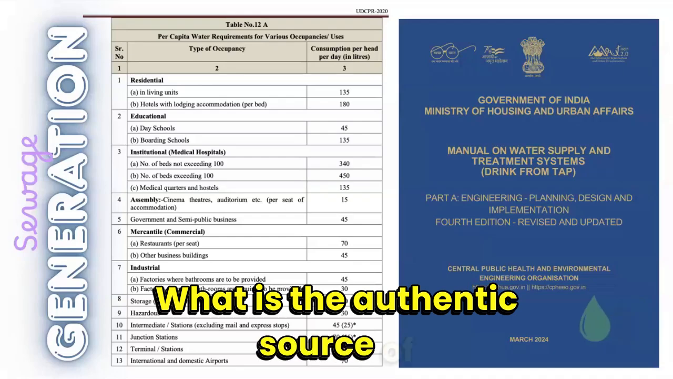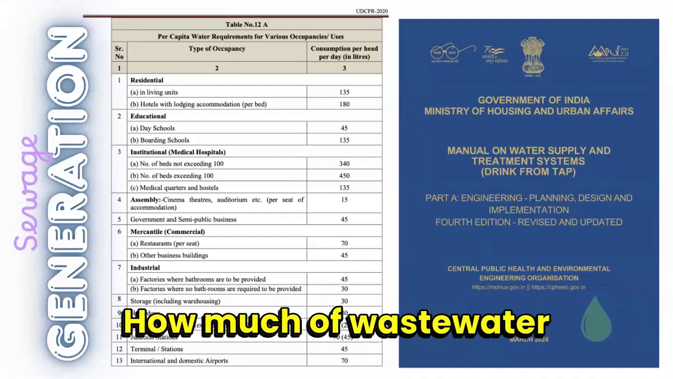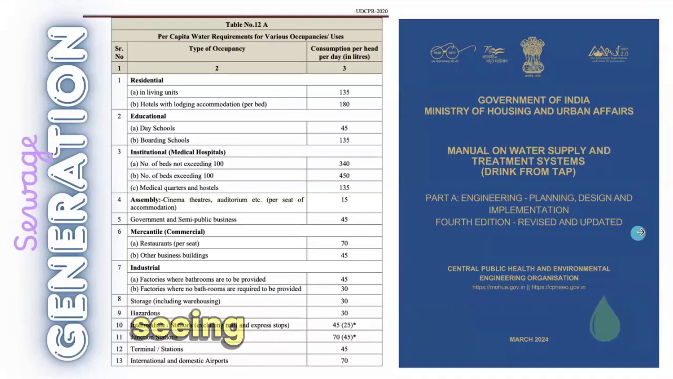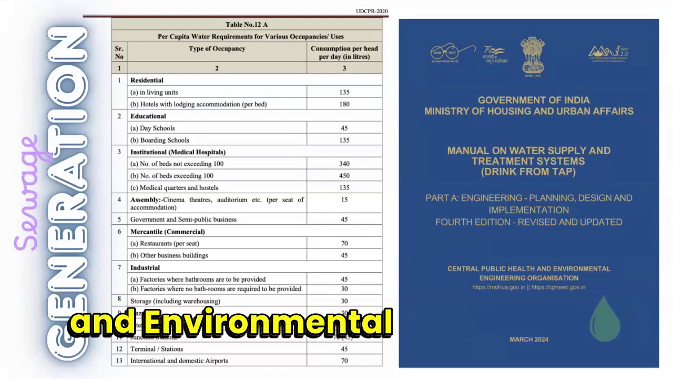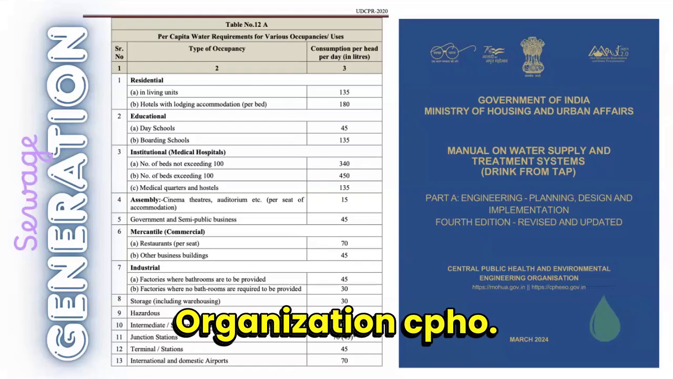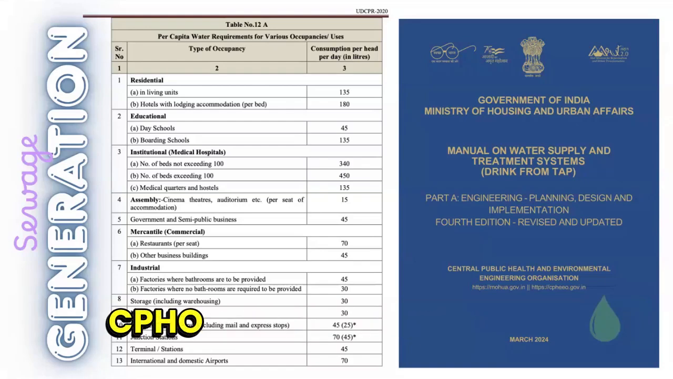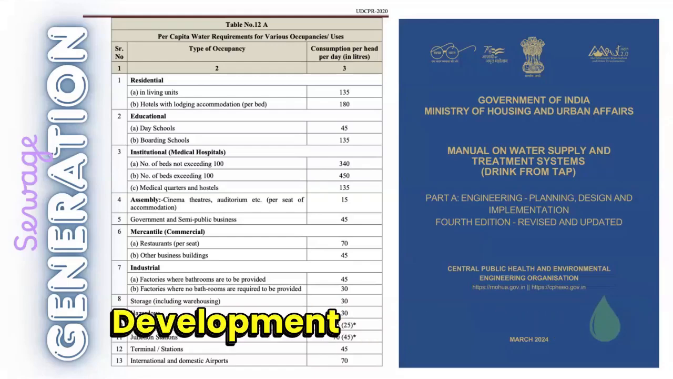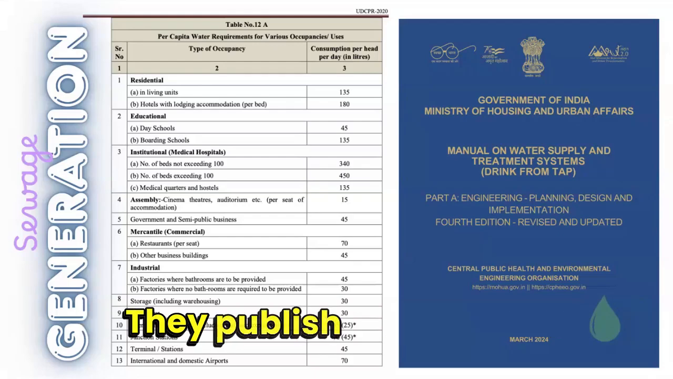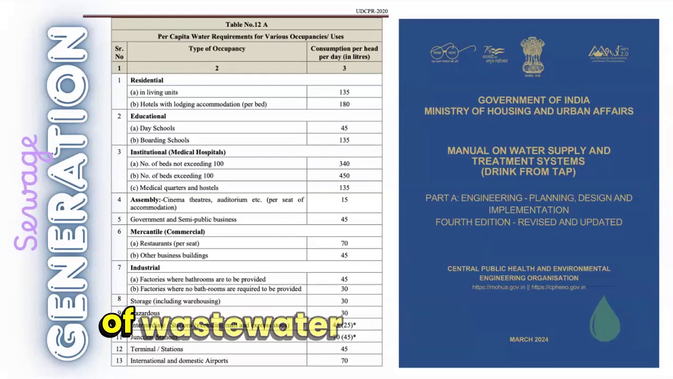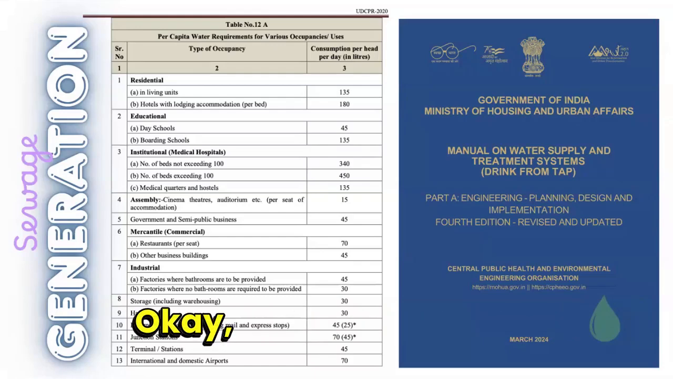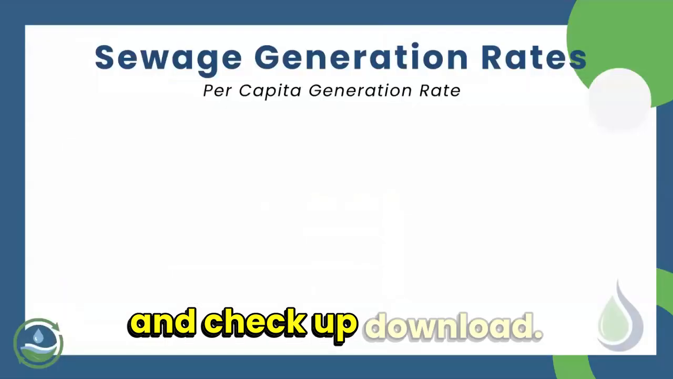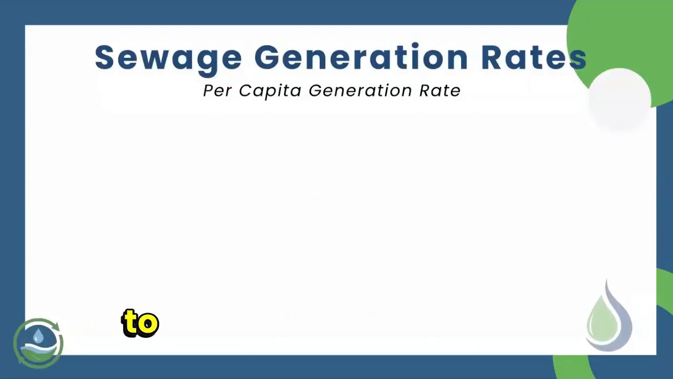What is the authentic source of getting this information? How much wastewater is generated? On your right side, you are seeing the manual on water supply and treatment systems. This is published by the Central Public Health and Environmental Engineering Organization, CPHEEO. CPHEEO is a Ministry of Urban Development department. It's a government department. They publish this data as to how much quantity of wastewater is generated. Okay, you can go to this and check up, download, because sometimes for statutory purposes, we need to understand how much wastewater is generated based on the source.